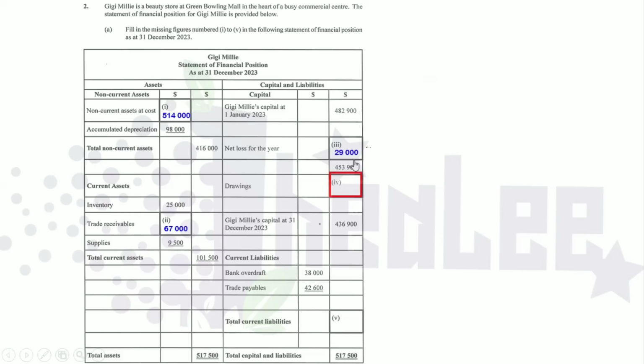Okay, now that we are finished with part 3, that missing item, we can move into 4, and that is to find drawings. But what do we have available based on this question so that we can find the amount for drawings? And do remember, drawings decreases your capital. So we have the capital after adjustment for the net loss, which is 453,900, and we also have the closing capital of 436,900. Having those figures, we're able to then calculate the drawings.